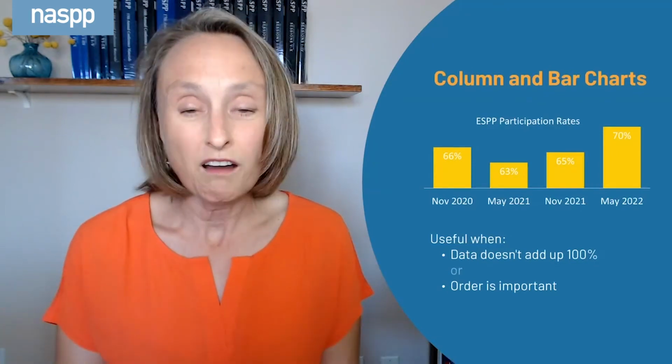It would not make any sense to report this data in a pie chart because you can't add those participation rates together. That doesn't make any sense. And we're trying to show the trend in participation over time. So it is critically important that the data be presented in date order. And a column chart allows me to do that.